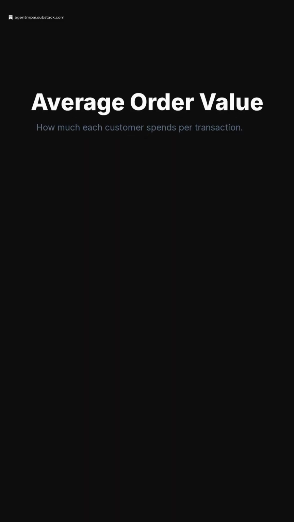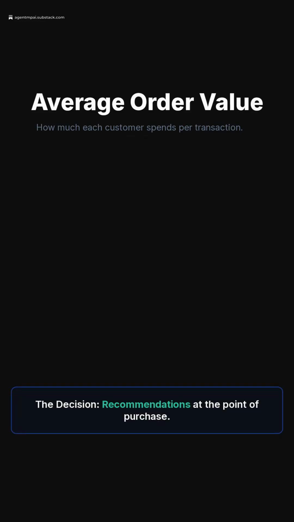Average order value, how much each customer spends per transaction. The decision that moves this? Recommendations at the point of purchase. CXOs deploy upsell and cross-sell agents that analyze cart contents, purchase history, and inventory levels to suggest relevant add-ons at exactly the right moment, whether that's on a website, in a chat, or through a sales rep's dashboard.